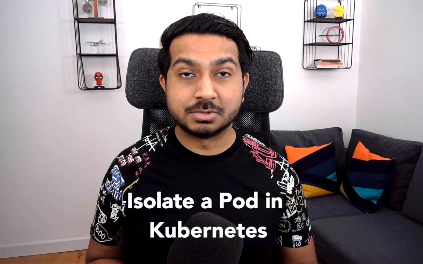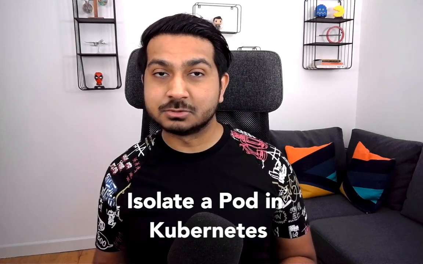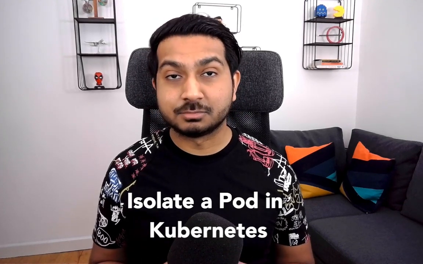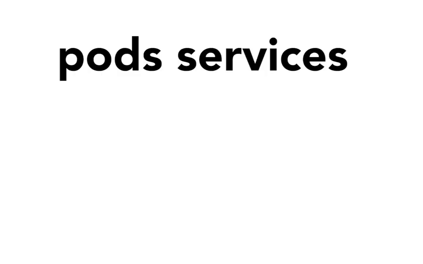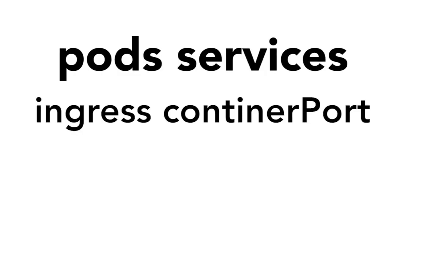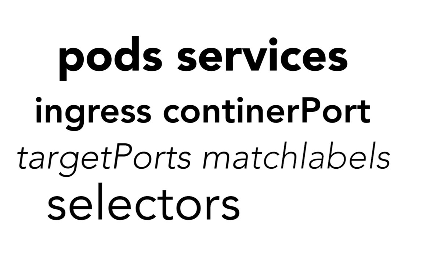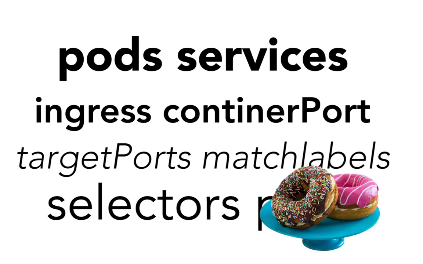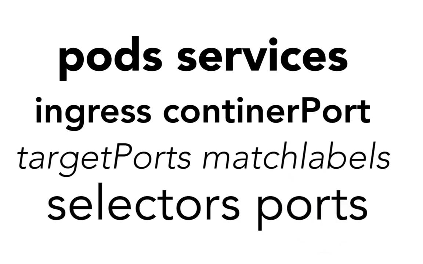In this video, we're going to be talking about how to isolate a pod in Kubernetes and how we can use some techniques to debug the pod live in production. But before I can talk about that, let's clear up some concepts, as some concepts can get a bit confusing. We have pods, services, ingress, container port, target ports, match labels, selectors, ports, donuts. Okay, maybe not that. What do they all mean?